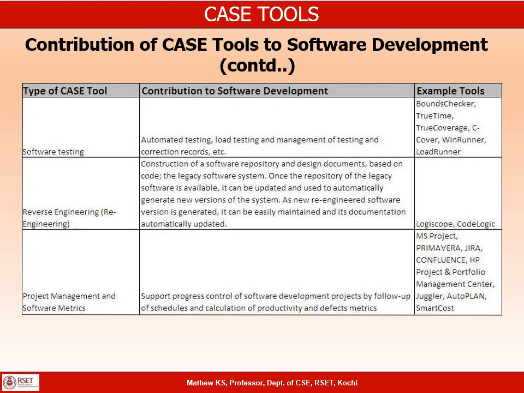Software testing tools like BoundsChecker, TrueTime, TrueCoverage, WinRunner, LoadRunner. All these automated tools can be used for software testing. Reverse engineering tools: you can convert the code to models using tools like Logiscope and Code Logic. Project management and software metrics tools like MS Project, Primavera, Jira, Confluence, HP Project and Portfolio Management Center, Juggler, Autoplan, SmartCost. There are a lot of tools which support project management as well as quality activities.